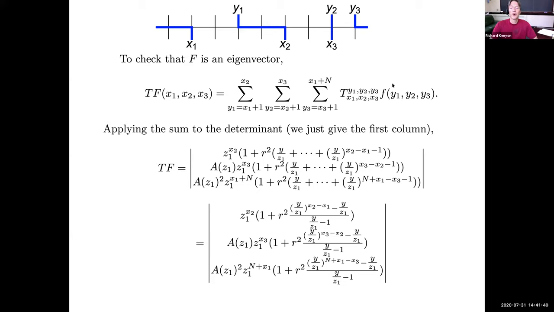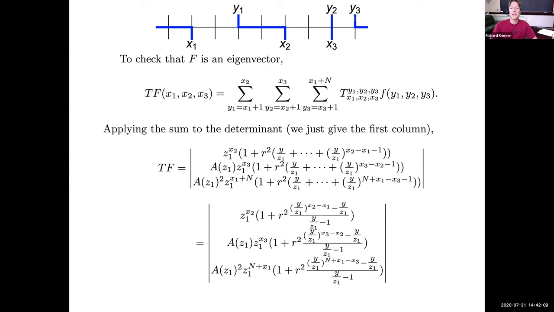So when I apply the transfer matrix to F, and I look at its X1, X2, X3 entry, I want to sum over all states which lead into X1, X2, and X3, which means I'm going to sum over all possible interlacing configurations which interlace with the X's. So Y1 here runs from X1 plus 1 all the way up to X2, right? That's the first sum. Y2 goes from X2 plus 1 to X3, and so on.